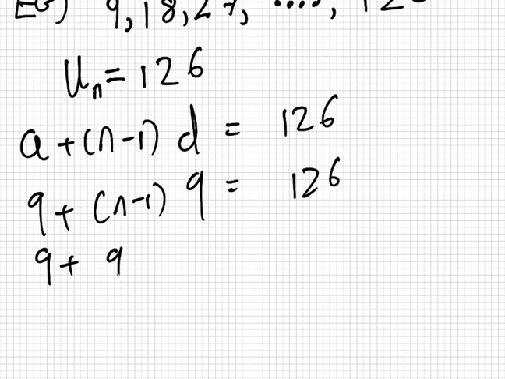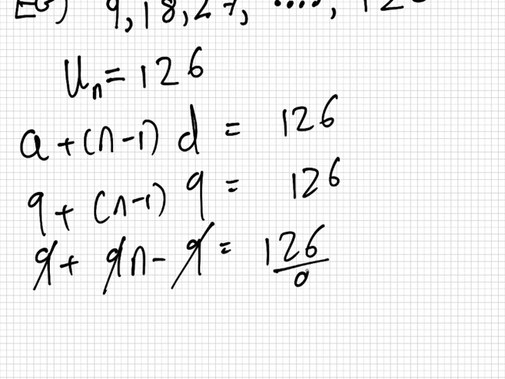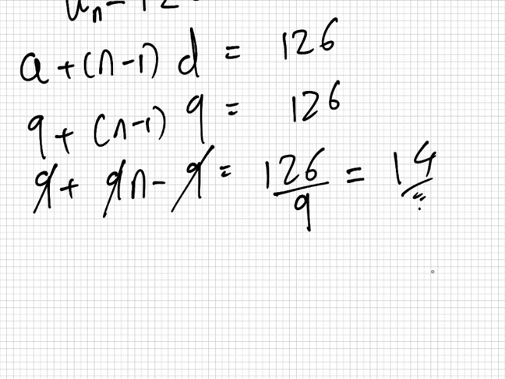9 plus 9n minus 9 equals 126. That cancels that, and that can be taken down there. Was it 13? 14, sorry. So n is 14. We should check if that answer is right. So let's check it.